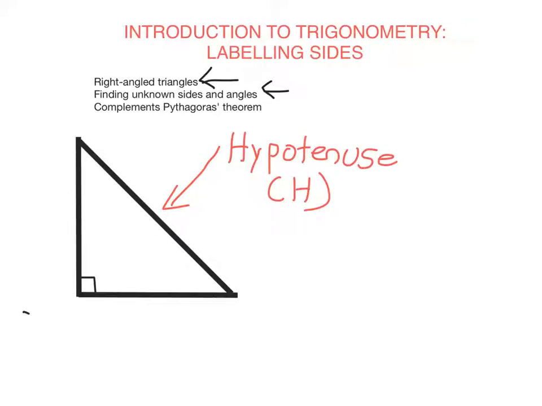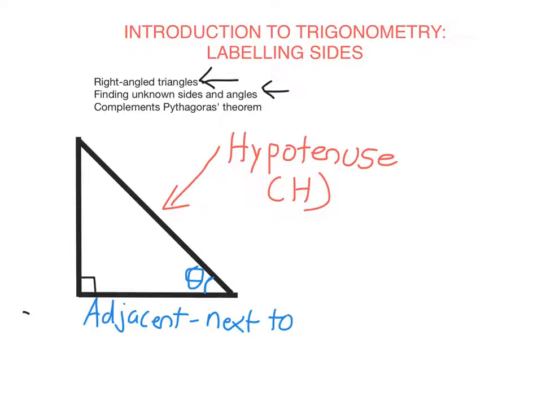So when we're labeling the shorter two sides, it's always referring to an angle. Now, we usually give the angle a Greek letter. So I've called this angle theta. So theta is this angle here. So the way we label the shorter two sides, we label them opposite and adjacent that angle. So the adjacent side is this side here. Adjacent means next to. So the adjacent side to an angle is always next to that angle.